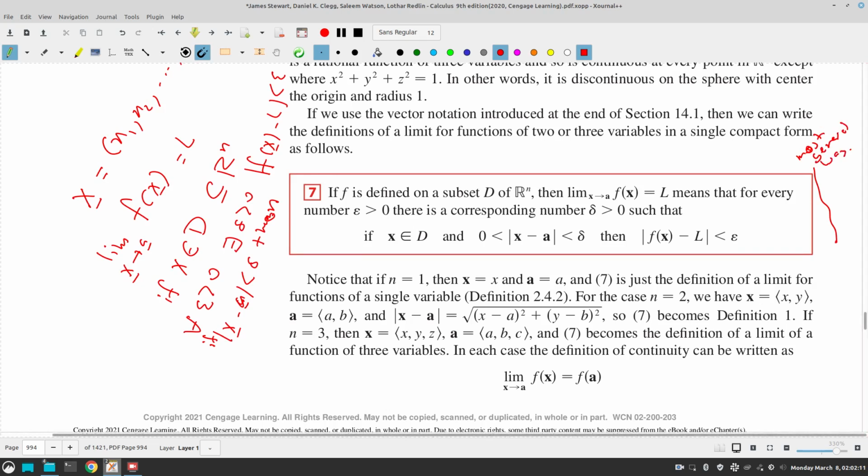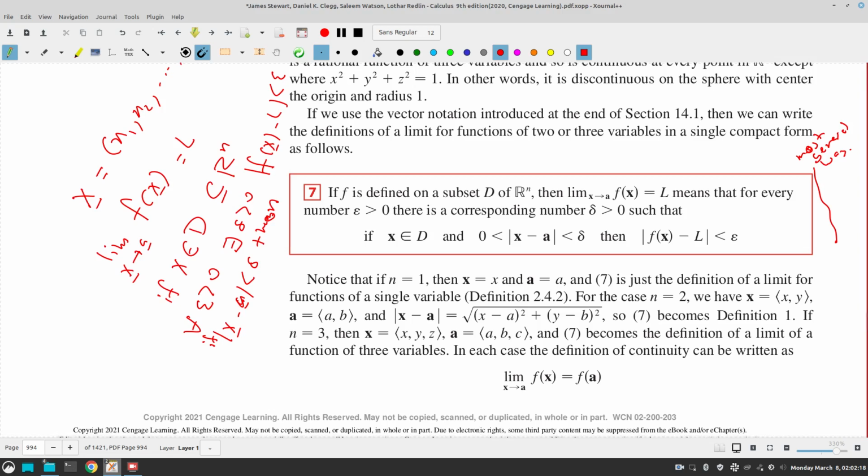Now, if n equals 1, you have single variable calculus. If n equals 2, you have functions of two variables, and so on and so forth.